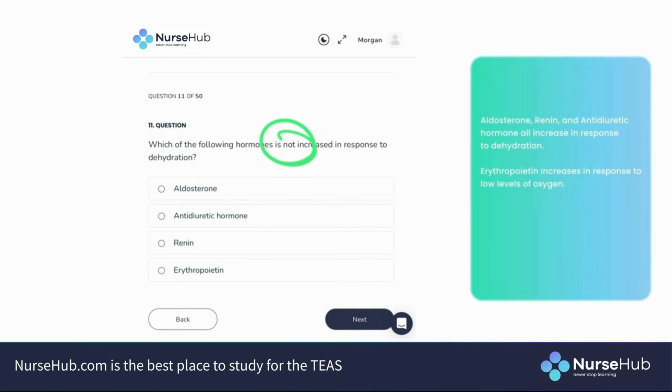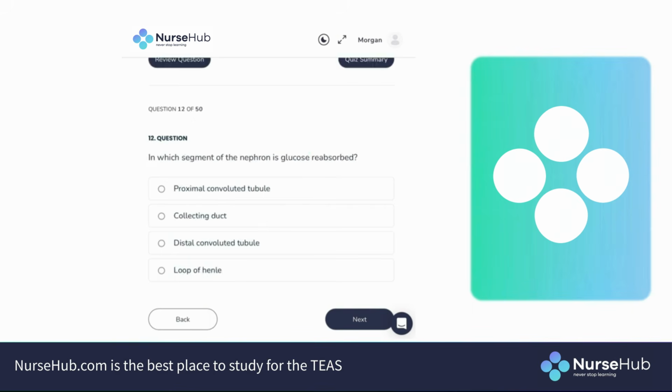Erythropoietin is produced in the kidney in response to low levels of oxygen, or hypoxia, in order to stimulate production of red blood cells. So this hormone is not connected to a response to dehydration. Therefore, it is incorrect, which means it is our correct answer. I know that's a little confusing, but it is our correct answer here. All right, let's move on to question number 12.